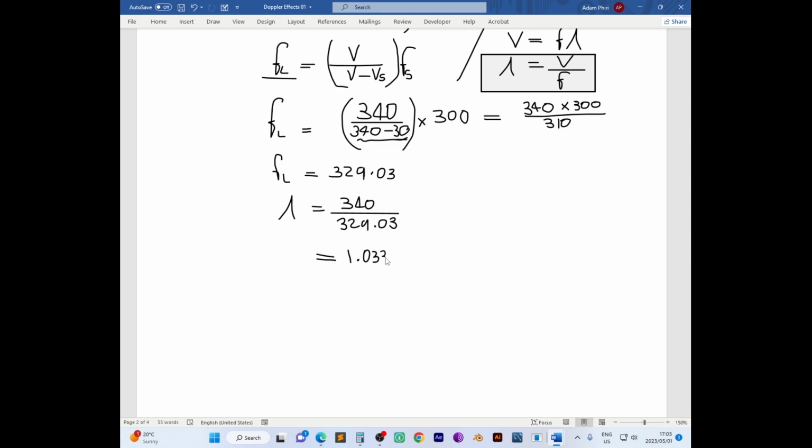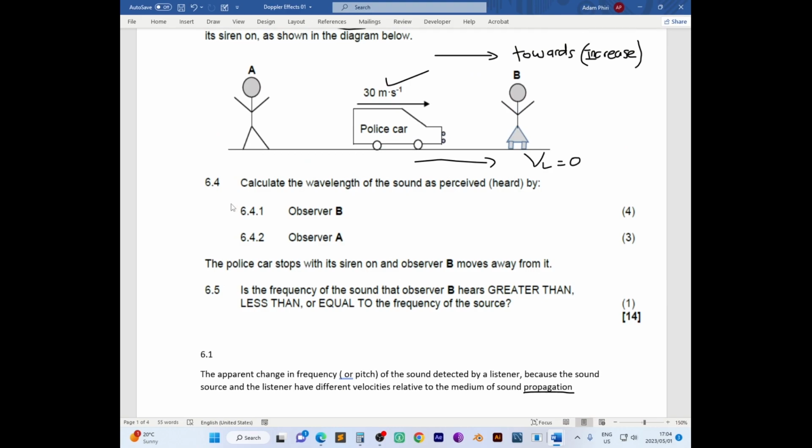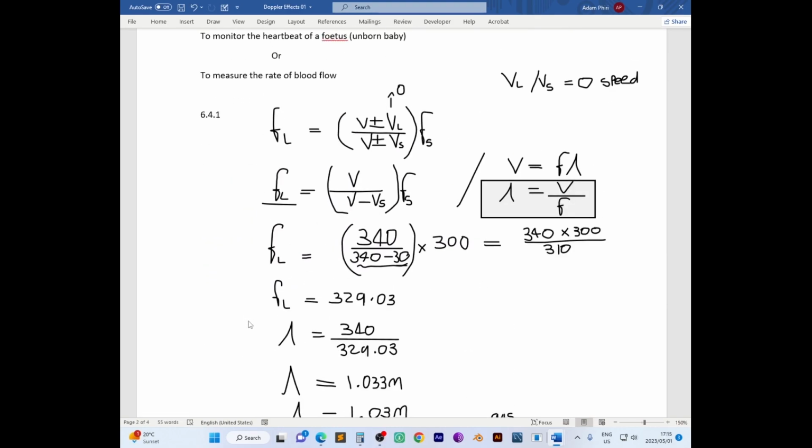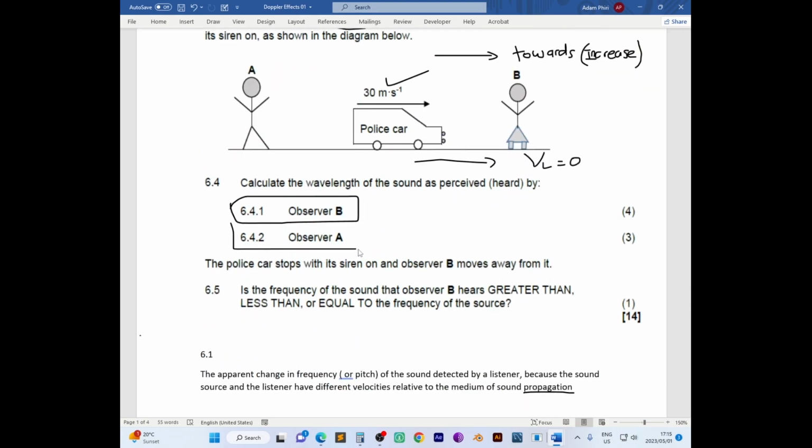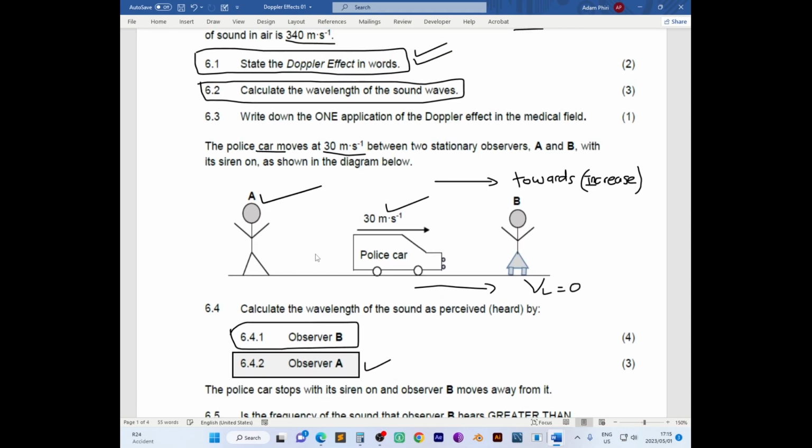Alright, so that is the observer on the other side. I think that is observer B based on the question. So rounding off to 2 decimal places, that is 1.33. The wavelength unit is meter. That is observer B. So now we have to calculate 6.4.2, observer A.